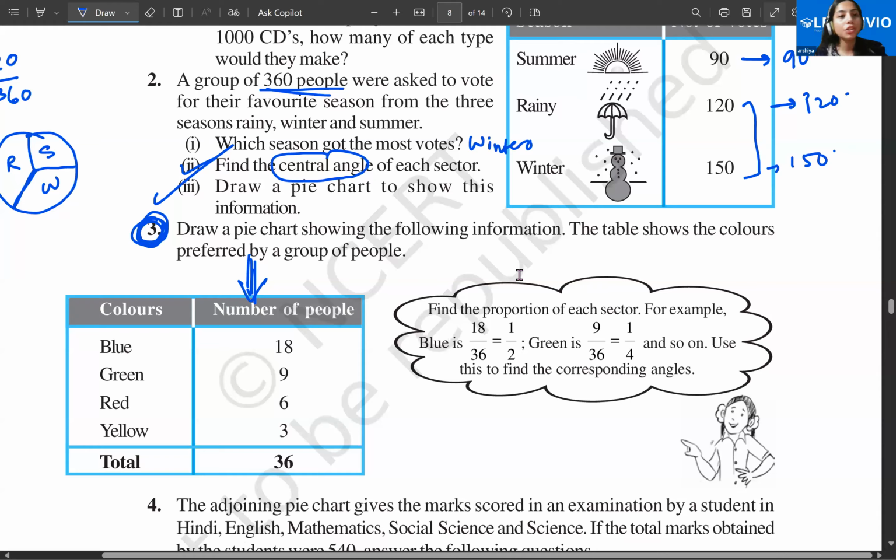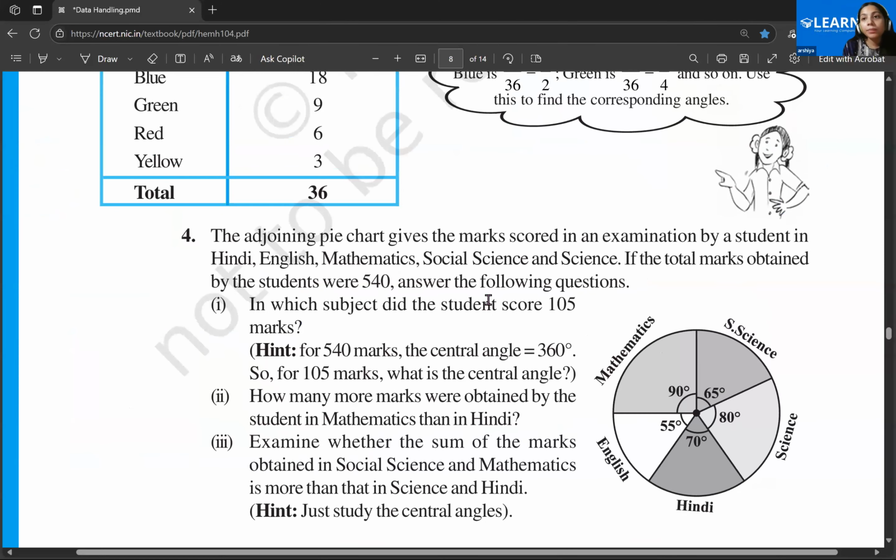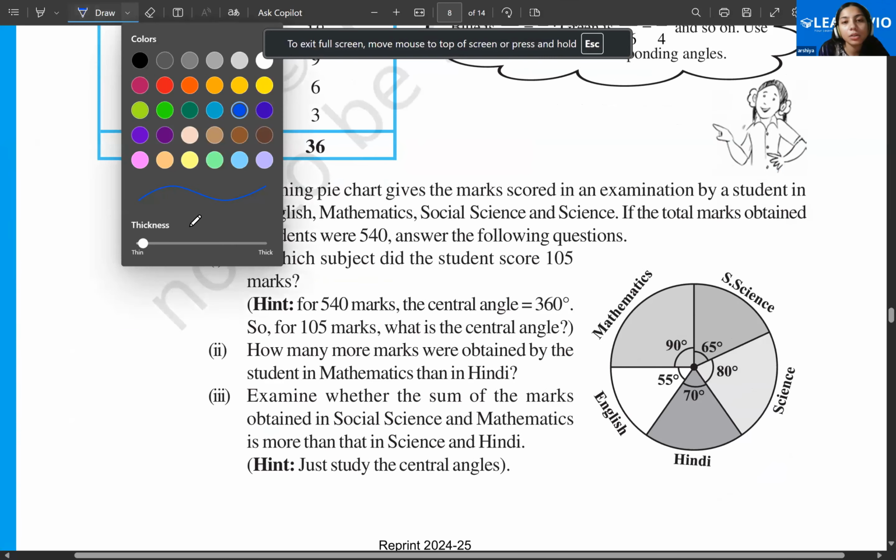All right. Now let's move on to the next question, question number 4. Is there some background noise that you're hearing?